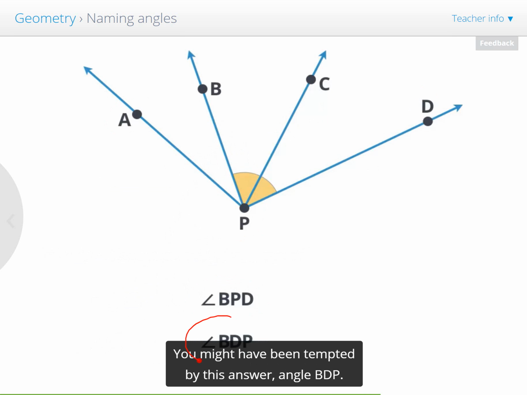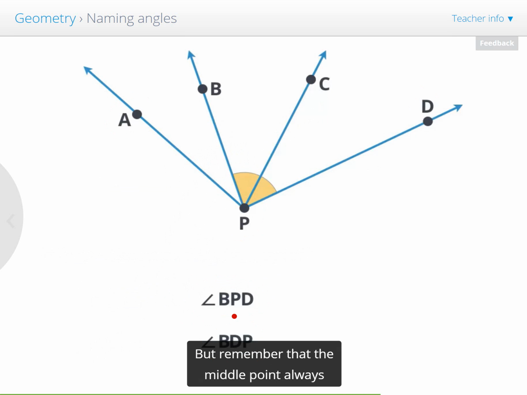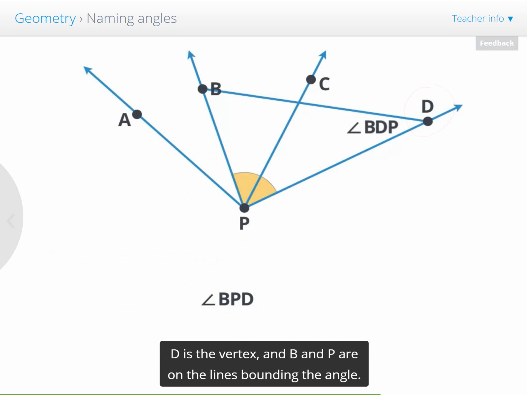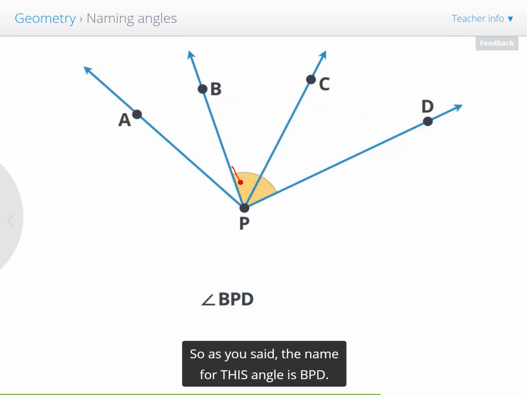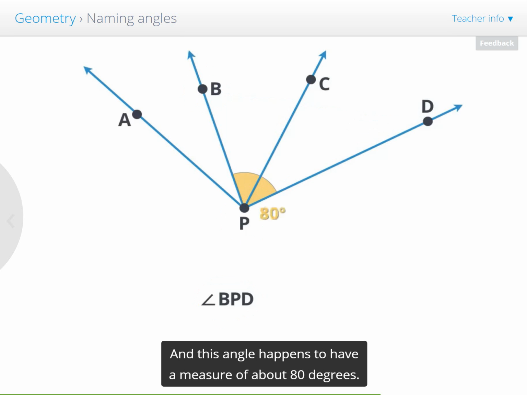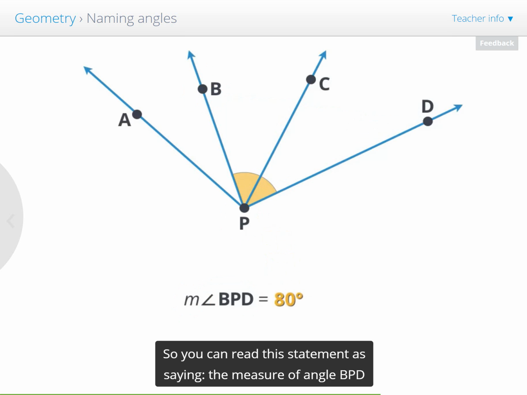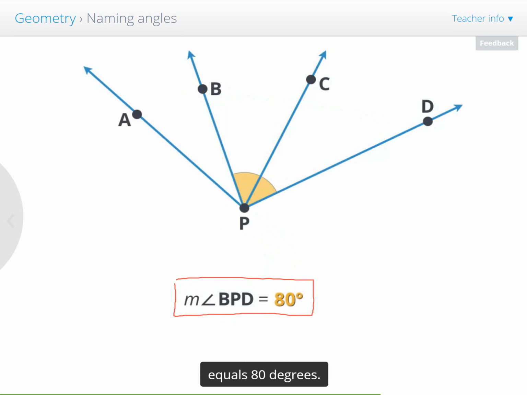You might have been tempted by this answer, angle BDP, but remember that the middle point always refers to the vertex of the angle, so BDP is actually the name for this angle up here. D is the vertex, and B and P are on the lines bounding the angle. So as you said, the name for this angle is BPD, and this angle happens to have a measure of 80 degrees. So one way to write that is to put a lowercase m to the left of the angle. So you can read this statement as saying the measure of angle BPD equals 80 degrees.